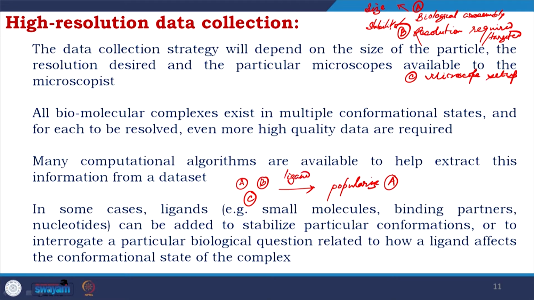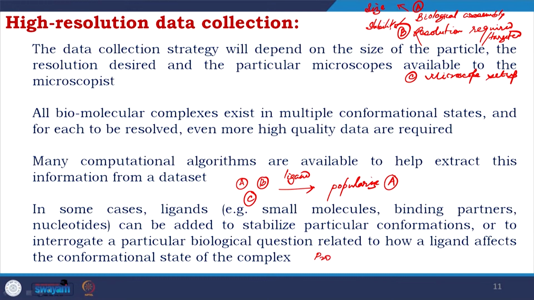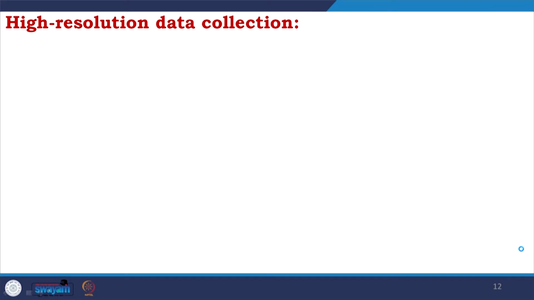So, you use that ligand, you popularize A and lesser the conformation, easier to get high resolution data. That is one. Second one is a different problem where you have the protein, you get the structure already. Now, you want to know the alteration when you add a ligand or a binding partner. So, these things are possible through these techniques.